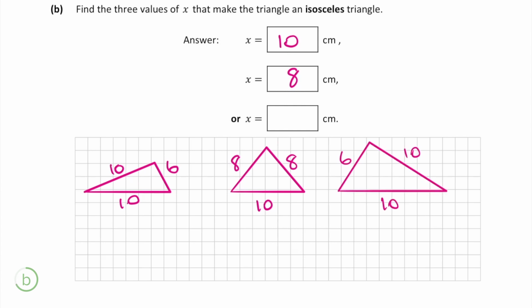Finally, the last possibility is just the reverse of the first one. I wouldn't blame you if you had trouble finding this answer, because it can be quite head-wrecking going through all the examples in your head, and you might not think of this solution. In this case, x is 6 centimeters and the other two sides are 10 centimeters. And that's all we have to do for part B.